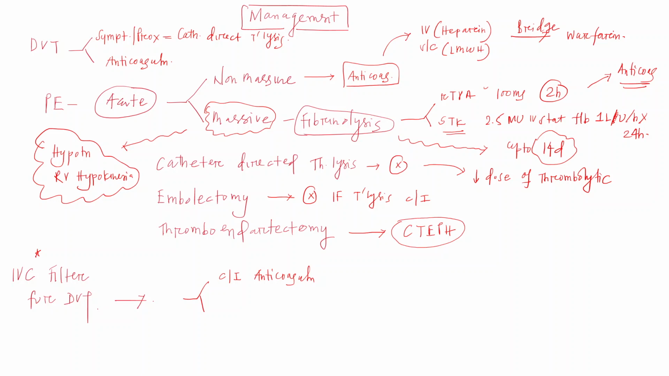Otherwise, if there is venous thromboembolism to the pulmonary circuit, that means pulmonary embolism despite the patient being on anticoagulation. Okay, so if the patient is on anticoagulation for DVT and still develops pulmonary embolism, then we have to be extra cautious and put an IVC filter. Otherwise, if there is a contraindication to anticoagulation, then you have to put an IVC filter. These are the indications for IVC filter.